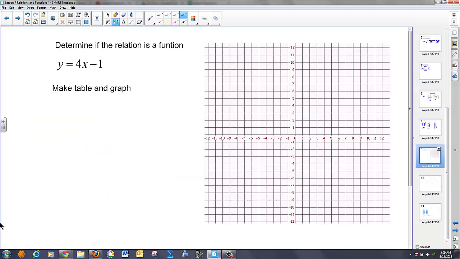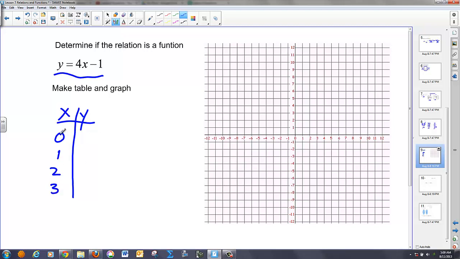Now we want to determine if the relation below, in this case an equation, is a function. The only way to do that is to graph it. So we need to pick a bunch of inputs, get a bunch of outputs, graph those, and see if it appears to be a function. In other words, for every input x, is there exactly one output y? So let's just pick some random numbers. Keep them small: 0, 1, 2, and let's go 3.